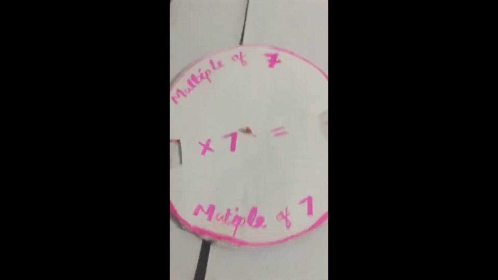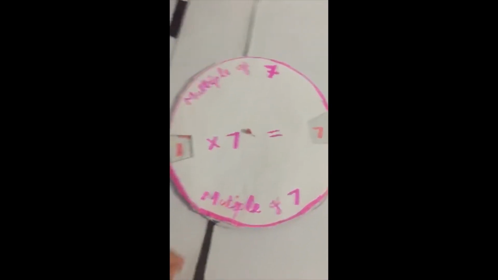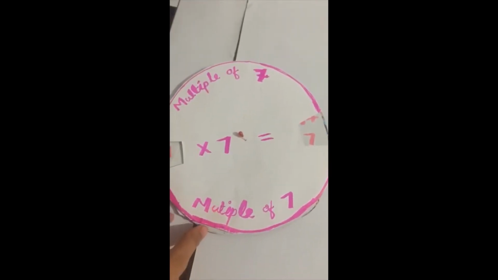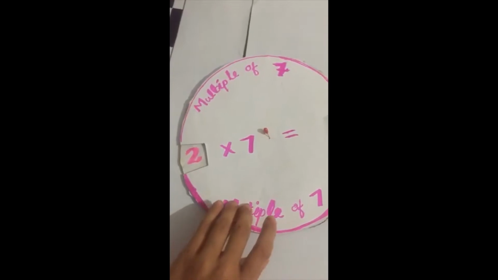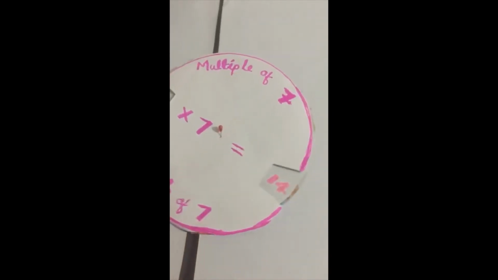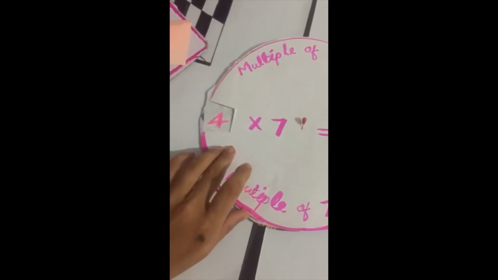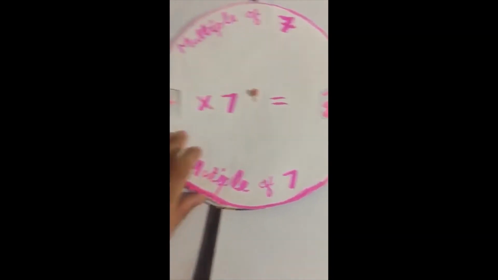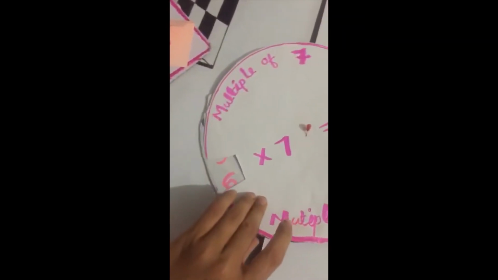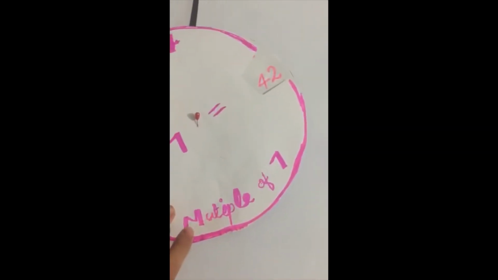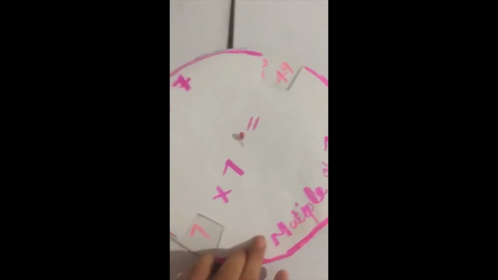This is multiplication table of 7, working model. 1 into 7, 7. 2 into 7, 14. 3 into 7, 21. 4 into 7, 28. 5 into 7, 35. 6 into 7, 42. 7 into 7, 49, etc.